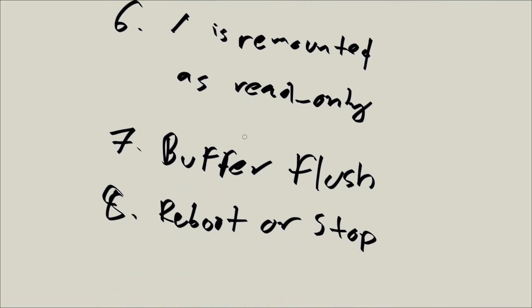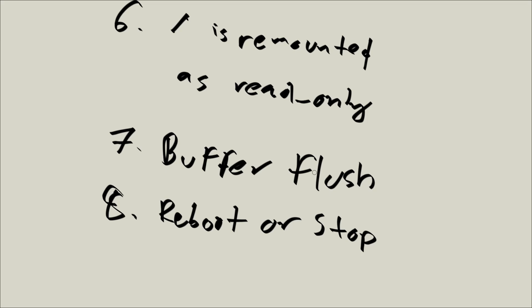And this is the seventh step: the system writes out all of the data left over in the buffers to the file system. So basically, everything is flushed. That means all the data that is left over is written to the file system, and then the kernel reboots or stops the system, which essentially means the system is completely shut down.